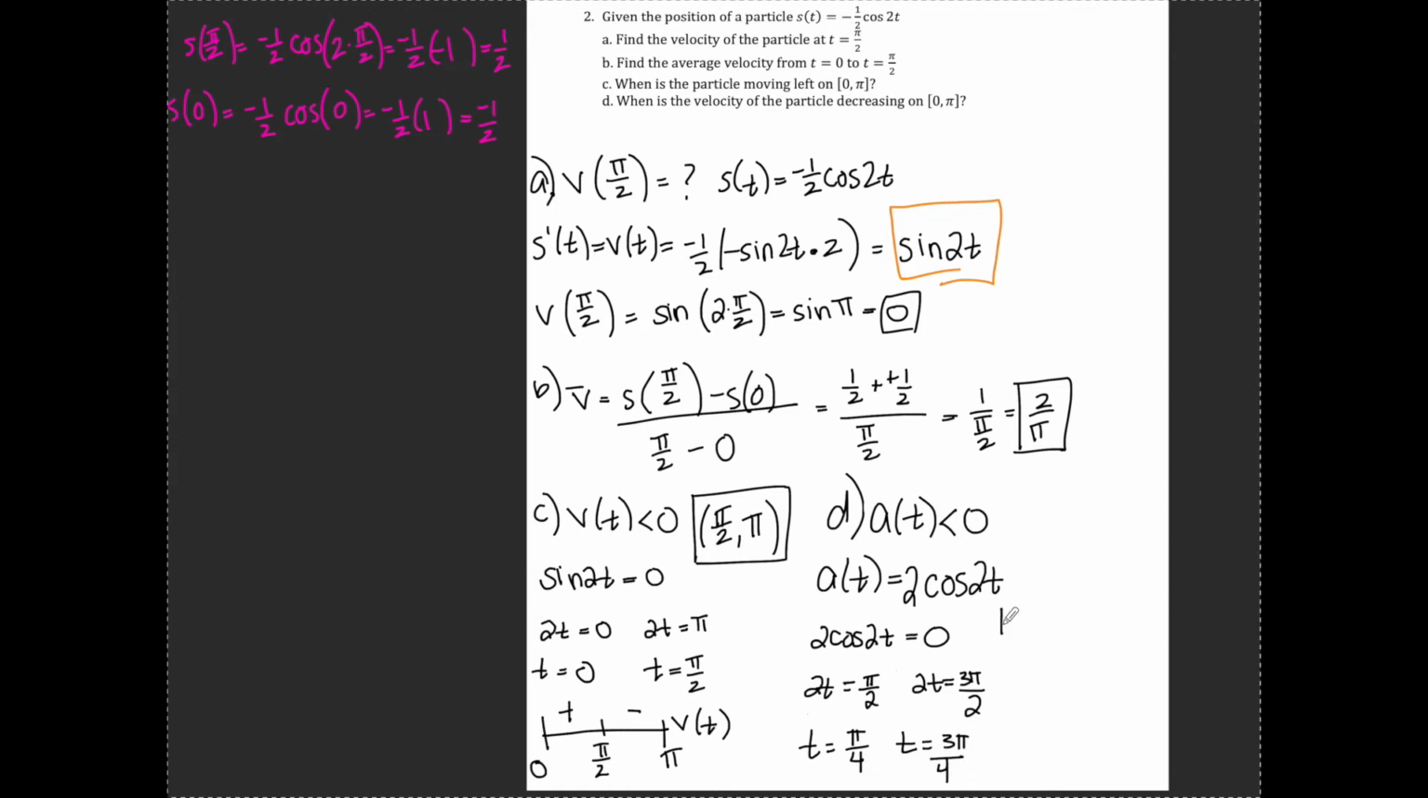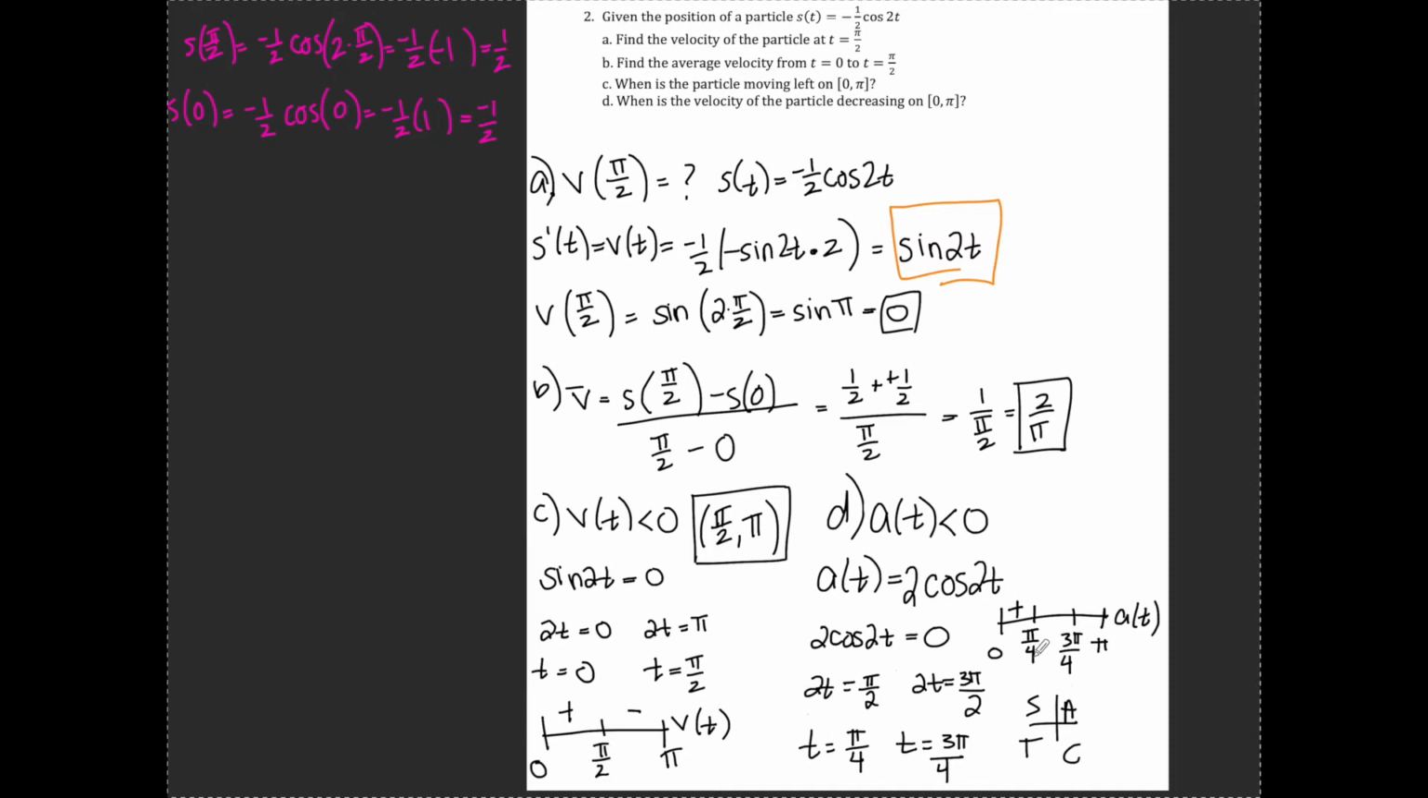I'm going to stick those on my number line, from 0 to pi, and this is an A number line. The two critical values that I just found are pi over 4 and 3 pi over 4. Now, in each of these sections, if I'm looking first between 0 and pi over 4, that's in the first quadrant. I know that cosine is positive in the first quadrant, so I'm going to be positive in here.